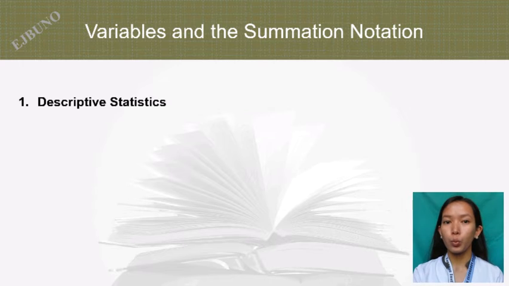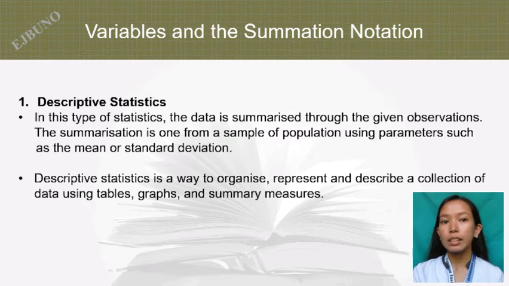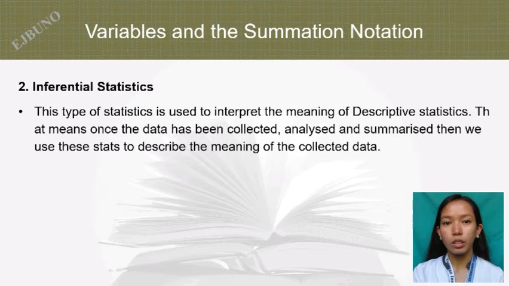Descriptive statistics is where the data is summarized through the given observations. The summarization is done from a sample of a population using parameters such as the mean or standard deviation. Descriptive statistics is a way to organize, represent, and describe a collection of data using tables, graphs, and summary measures. For example, the collection of people in a city using the internet or using television, while inferential statistics is used to interpret the meaning of descriptive statistics.